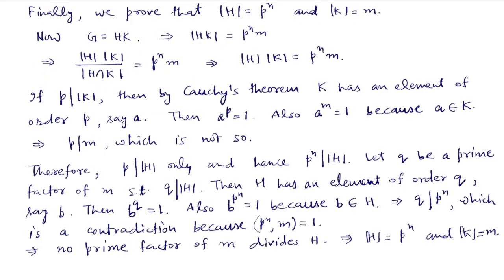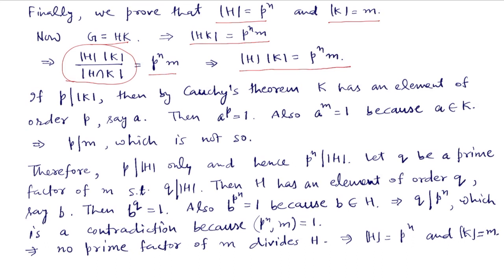We finally prove that the order of H is p^n and the order of K is m. Now G is the product of H and K, so the order of HK is p^n m, but the order of HK is the order of H times the order of K divided by the order of H intersection K, so this is equal to p^n m. But because G is the direct product of H and K, H intersection K is 1, so that means the order of H times the order of K is p^n m.